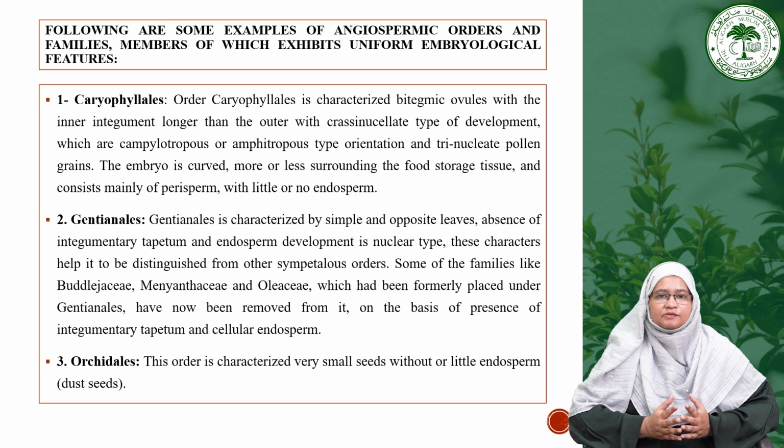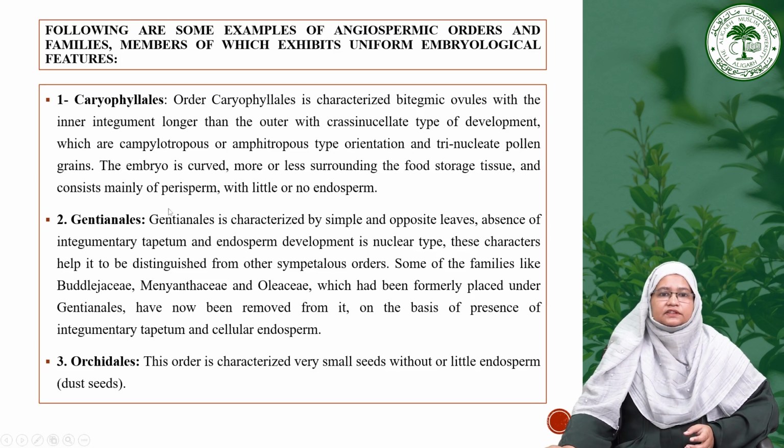Following are some examples of angiospermic orders and families, members of which exhibit uniform embryological features. Like the order Caryophyllales, which is characterized by bitegmic ovules with the inner integument longer than the outer, with crassinucellate type of development, and which are campylotropous or amphitropous type of orientation, and trinucleate pollen grains. So as you can see, this whole order has this type of embryological characteristic, and the embryo is curved, more or less surrounding the food storage tissue, and consists mainly of perisperm with little or no endosperm.